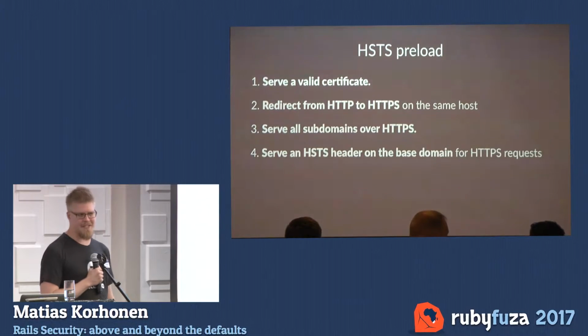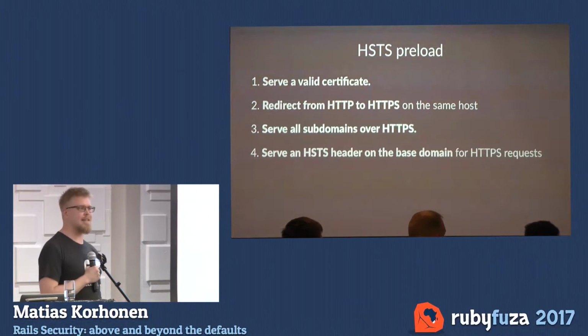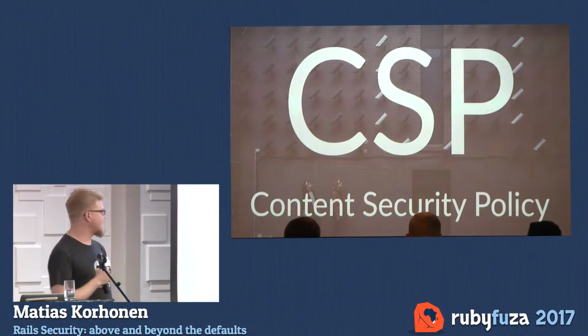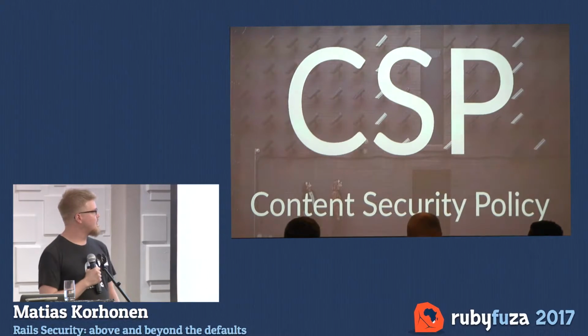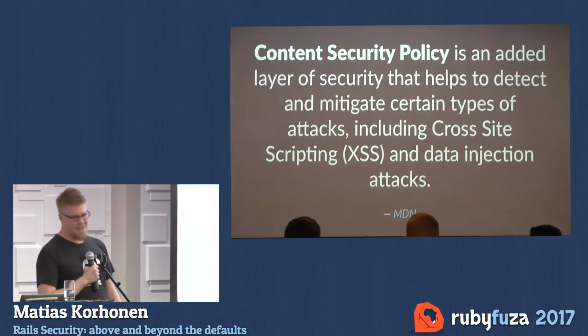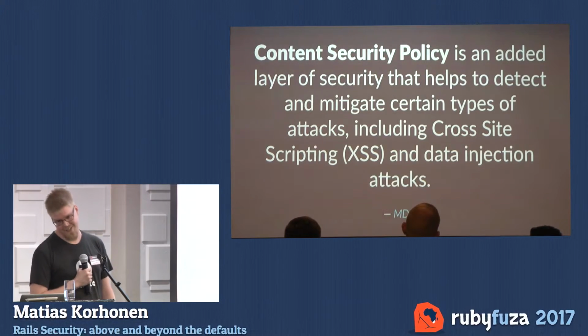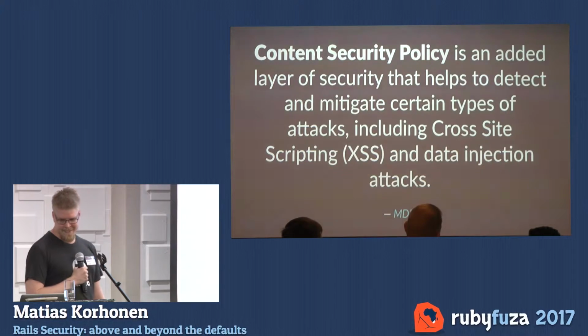Right, so now we have HTTPS sorted. What can we do next? Well, for one thing, we could add a content security policy. So what is a content security policy? If we read the Mozilla documentation definition, it says, it's an added layer of security that helps detect and mitigate certain types of attacks, including cross-site scripting and data injection attacks. And I don't know about you, but when I read that, it didn't tell me much.